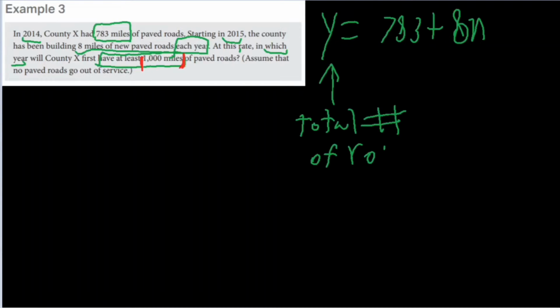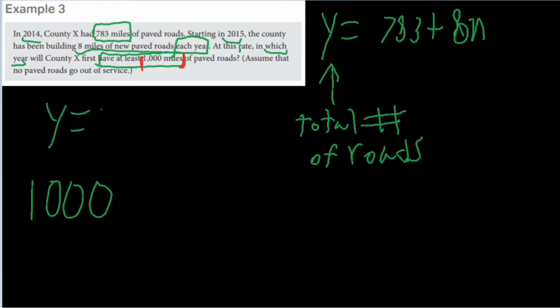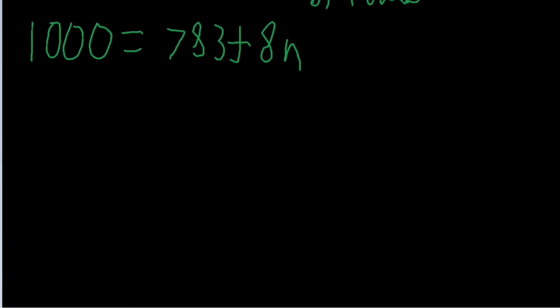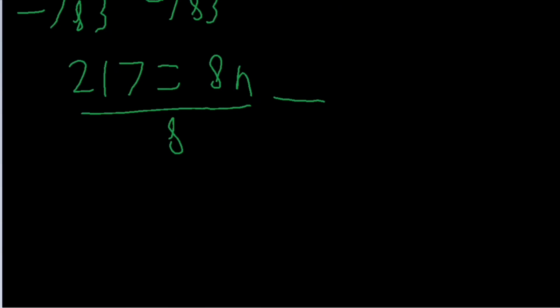So this question is similar to the other one. However, for this one, it's asking you to find the value of x for a given value of y. So we can use the same equation that we used in the last one. And if you want to find out how to derive that equation, just go back to example 1. With this equation, you know that y represents the total number of miles of road after n years after 2014, right? So since they give you the number of miles, you can just plug 1,000 straight into the equation and use algebra to solve for the value of n, which represents the number of years after 2014.